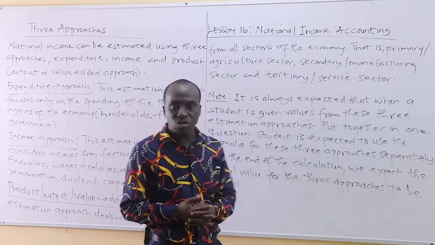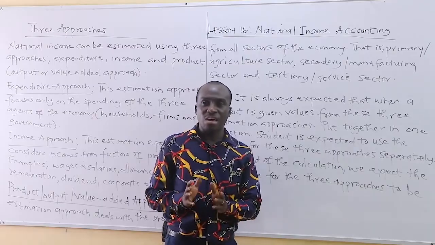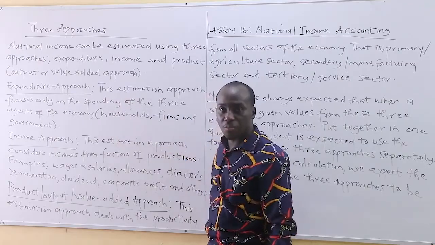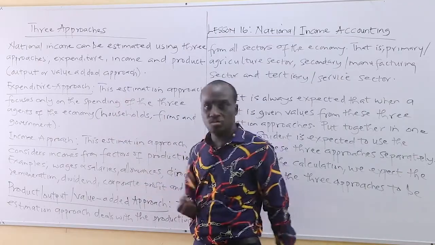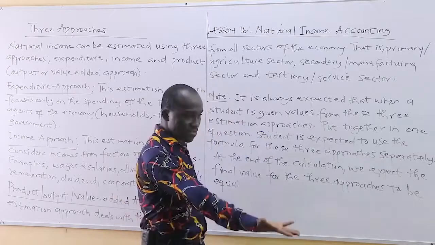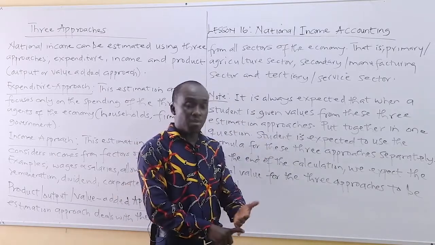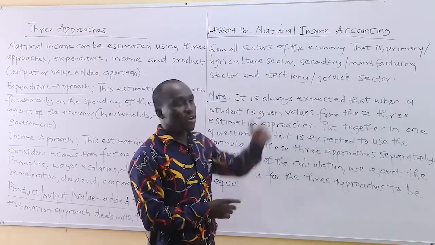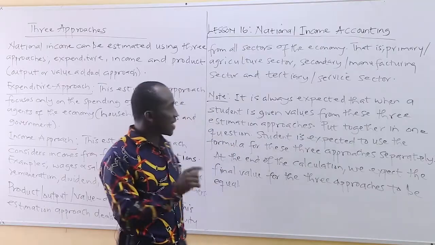So what we want to say is, if you are looking at the expenditure approach, you're looking at the spending of household, firms, and government. Income approach, you're looking at the incomes, earnings. Product approach, you're looking at productivity of who? Primary or agri sector, secondary or manufacturing, or tertiary or services. Let's take key note of this.